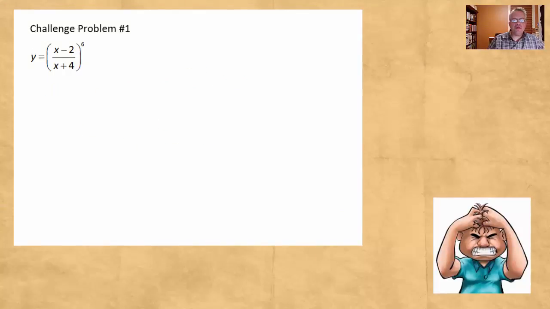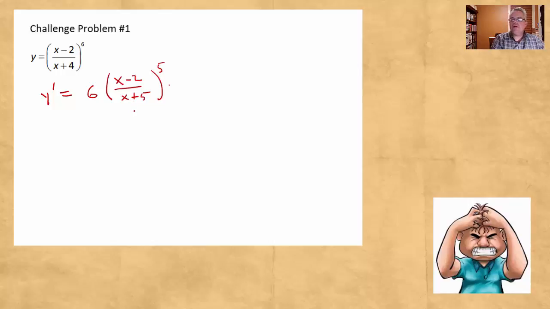Okay, now we're almost finished. I have 2 challenge problems. They're challenging because, well, they involve a combination of rules. All right, so let's start taking the derivative of this, and we'll see where we kind of get in a little bit of trouble. Y prime equals, well, we're going to multiply out front by 6. It's the inside function raised to the 1 less power, to the 5th. Here's the problem. I need to multiply this by the derivative of x minus 2 over x plus 5.